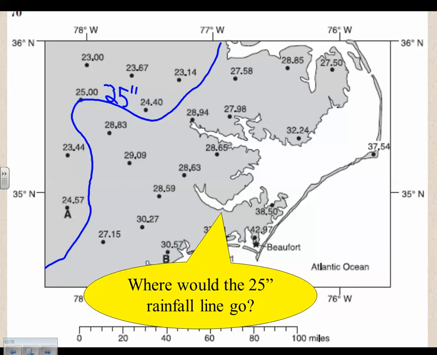So that is an isoline that shows a certain amount of rainfall. Everywhere on that blue line has the same amount of rainfall. That's the point of an isoline: connect points of equal value.